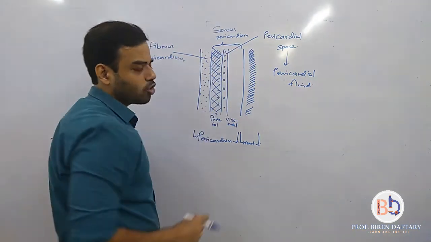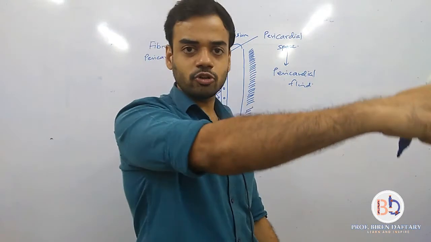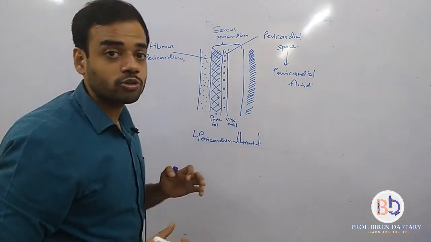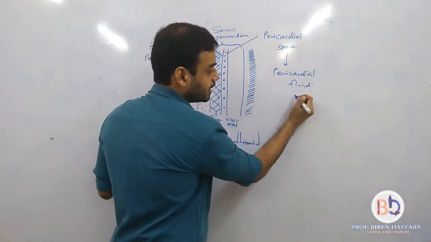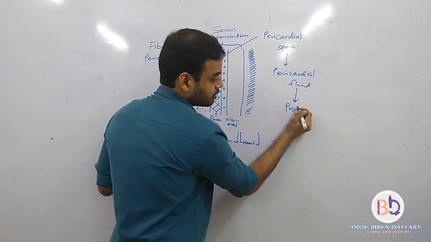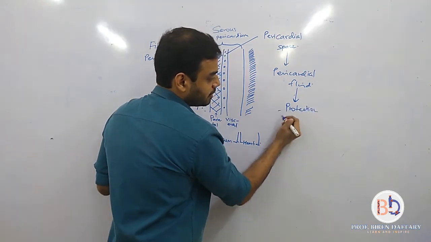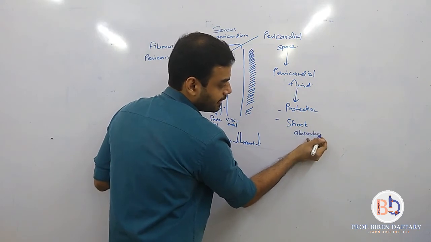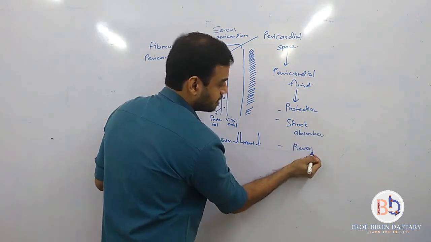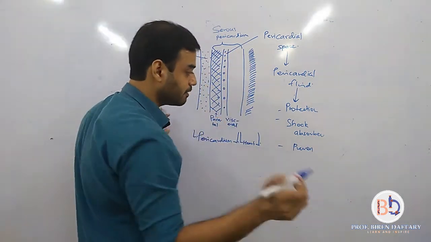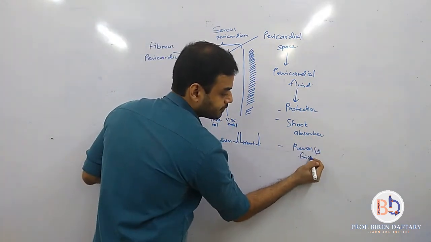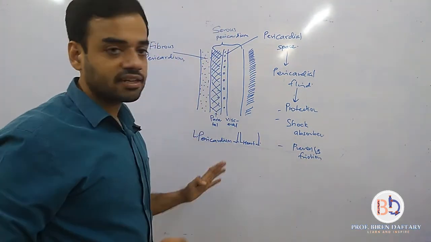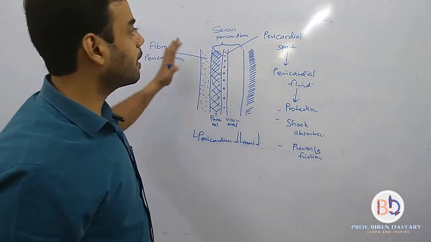Second thing, it acts like a shock absorber. Suppose somebody punches you on the chest, then the shock waves will travel like this, and this fluid will absorb the shock. So the pericardial fluid is protecting the heart. Protection is the function. Similarly, it acts like a shock absorber and it also prevents friction. When these two are moving, it will prevent the friction between the parietal and visceral serous pericardium. Is this clear? And that ends our part of pericardium.